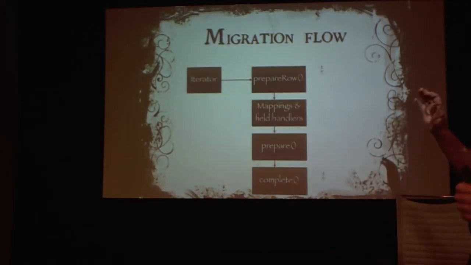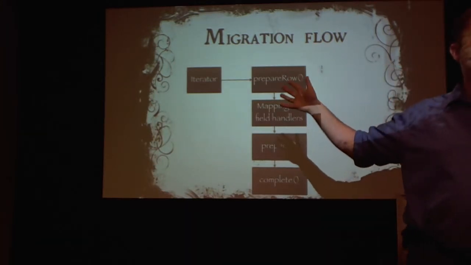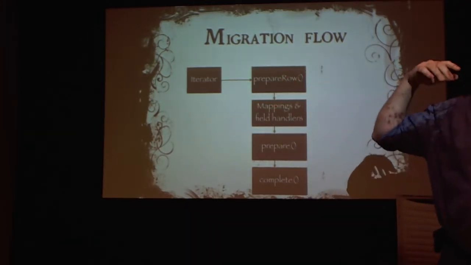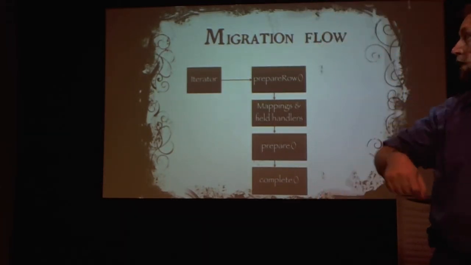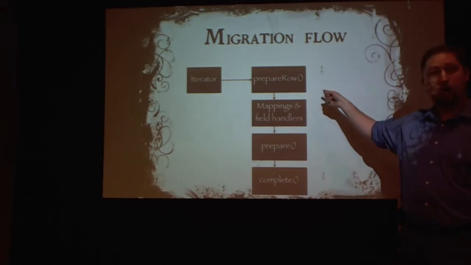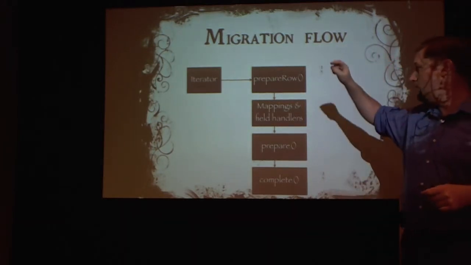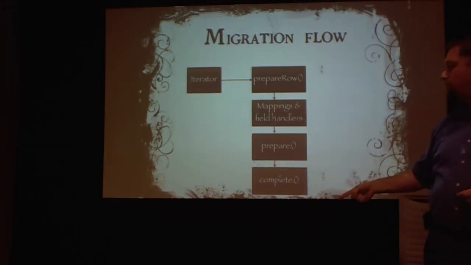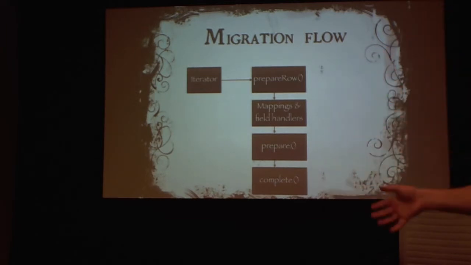And so this is an overview of the flow of a migration. You've got your iterator, that's your source. And so it's saying select all this stuff from this table, and then for each one, give me a row. It gets the row and it calls prepare row. And so that's where you can do all of your individual things. And then it runs through all the field mappings and the field handlers. And then it calls prepare, and then it calls complete. And so that's a basic overview of the flow.